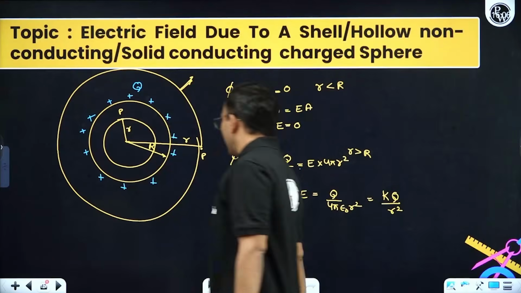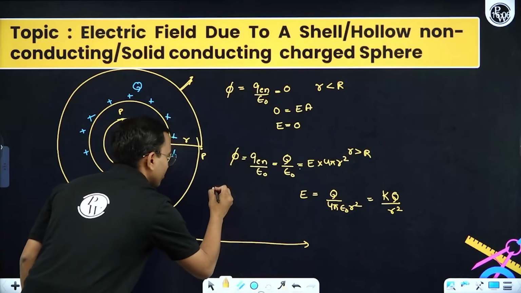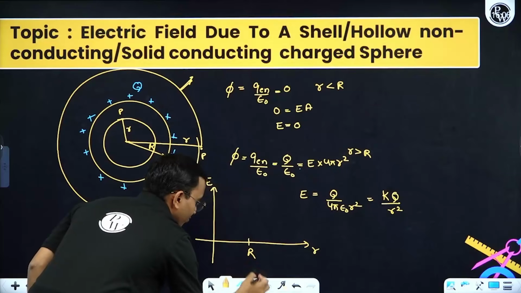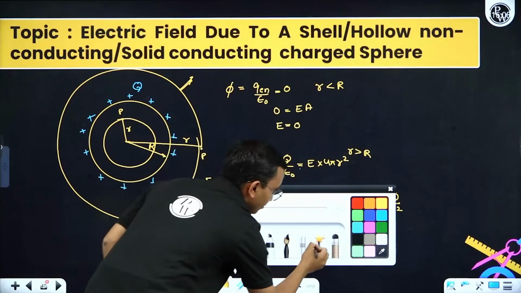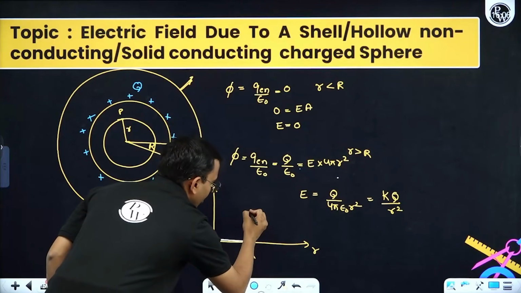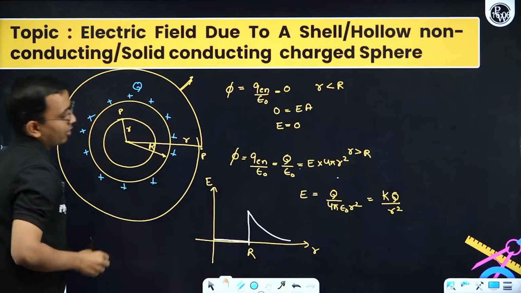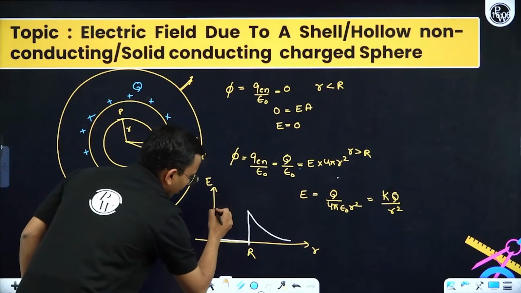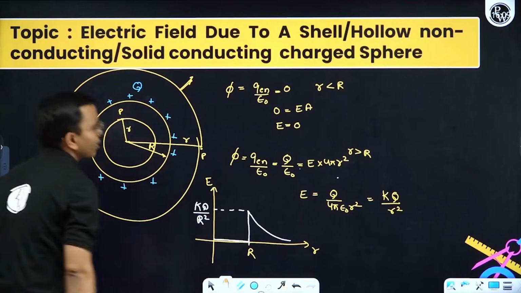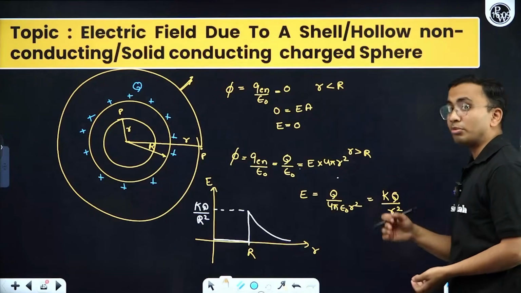Simple. Now if I draw the characteristic of how E varies with distance, till r equals R the electric field is 0, and after that it will become 1 by r square proportionality. So it will go like this. This is KQ by r square. This formula many of you already remember. If you do not remember, you should remember it.